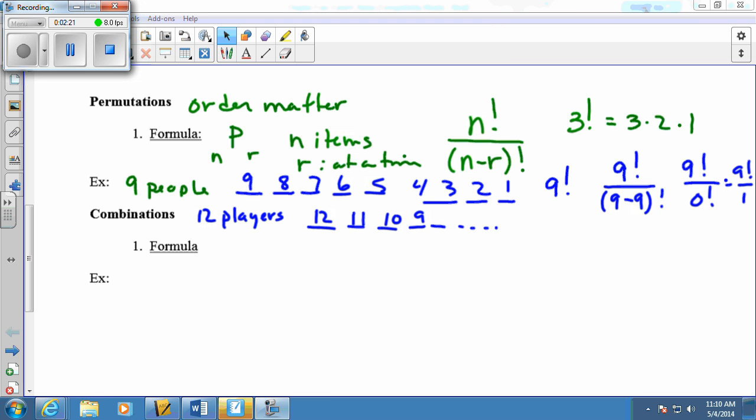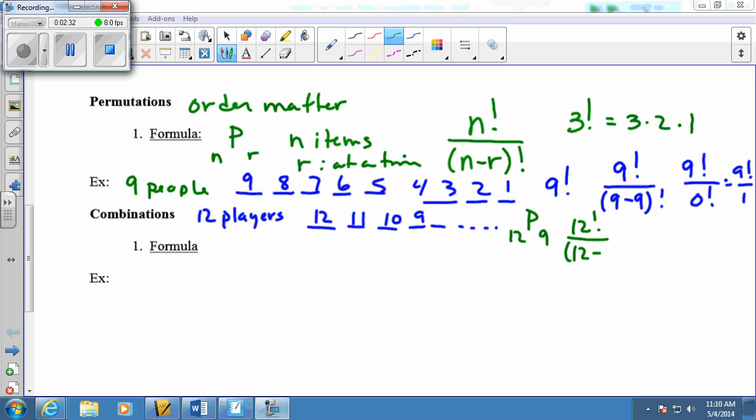So the formula for this would be permutation: I have 12 players, I'm taking 9. The formula would be 12 factorial over 12 minus 9, because I need all 9. So looking at this, it would be 12 factorial over 3 factorial. So how do I deal with 3 factorial in a division problem? Well, if you think about this, this is 12 all the way down to 3 times 2 times 1. 3 factorial is 3 times 2 times 1.